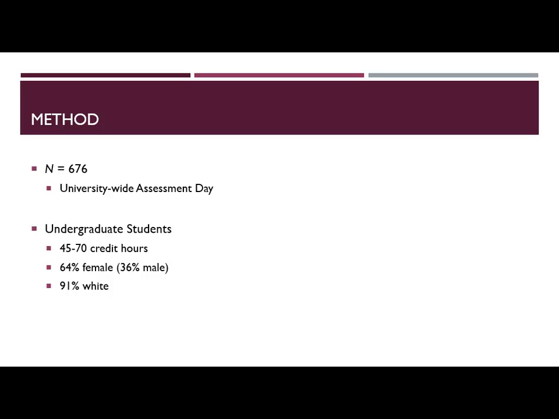Our sample consists of 676 undergraduate students who participated in a university-wide assessment day. This assessment day was mandatory and was low stakes for the student. These students had completed between 45 and 70 credit hours. 64% were female and 36% were male. 91% were white.